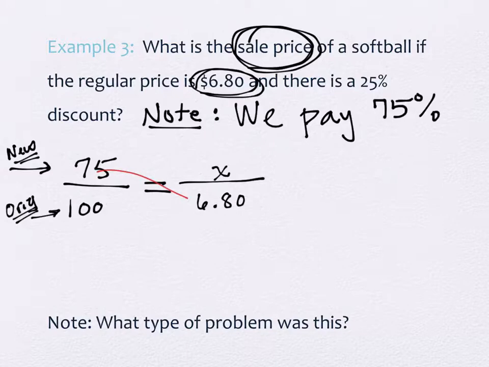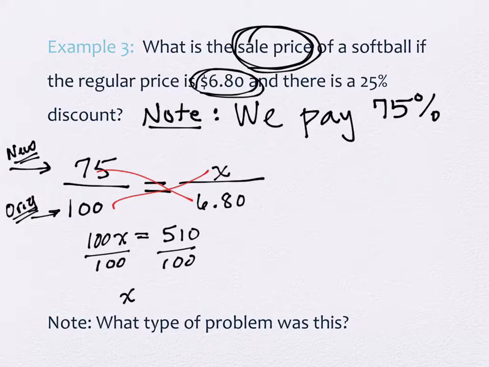Just like back in section 6.4, we can cross multiply. I have 100x. What is 6.80 times 75? Somebody said 510. Is that what I heard? Okay, cool. So I have 510. I divide by 100, and what do I get? You even said it right with the dollars. Good. So I need a dollar sign, and then I've got 5.10.